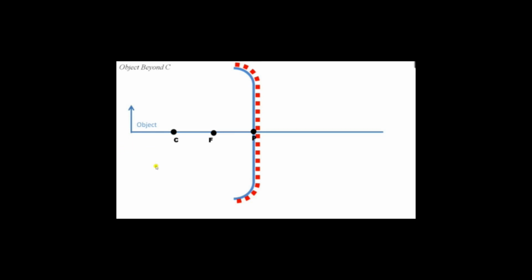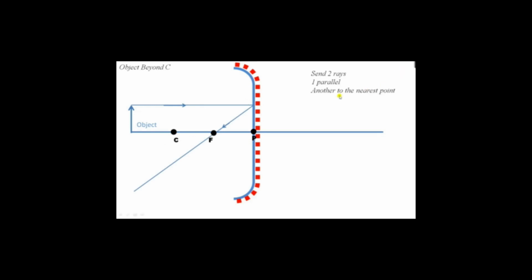Now we have one rule to draw the image. To draw the image, we send two rays. One is parallel and another is to the nearest point. So let's see how to do this. One is parallel, so I'm sending the parallel ray to the principal axis, and we know from rule number 1 it goes through focus.